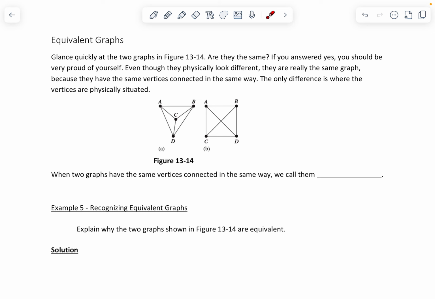So if you go through carefully, what you'll see is that, yes, the graphs are the same. Even though they look physically different, they're really the same graph because they have the same vertices connected in the same way. The only difference is where the vertices are physically situated. So when two graphs have the same vertices connected in the same way, we call them equivalent. Okay, so these are equivalent graphs.